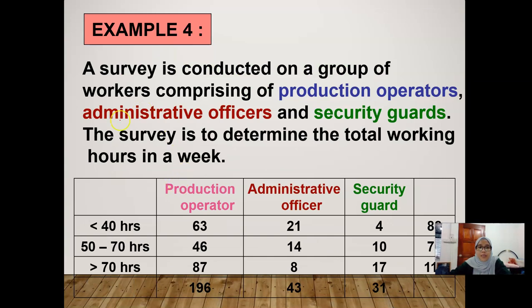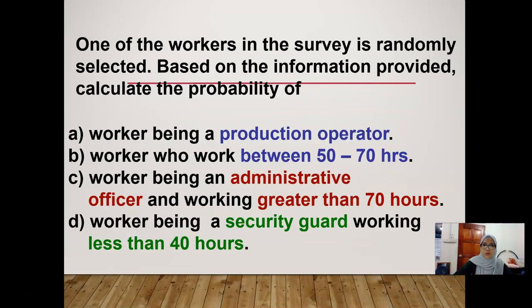Okay, this is example 4. A survey is conducted on a group of workers comprising production operators, administrative office, and security guards. The survey is to determine the total working hours in a week. Production, admin, security, less than 40, 60. This is the information given. One of the workers in the survey is randomly selected. Based on the information provided, calculate the probability of a worker being a production operator.